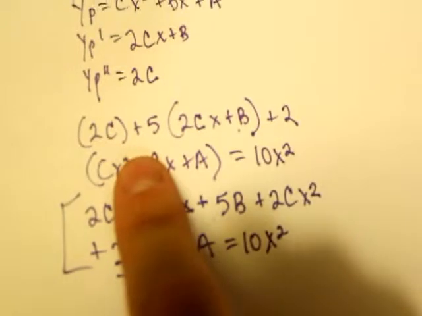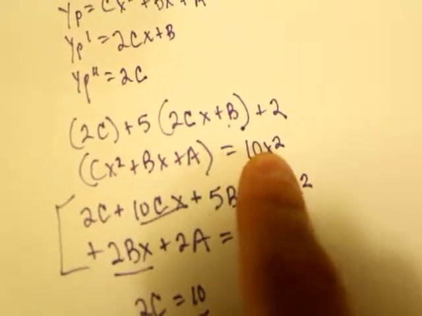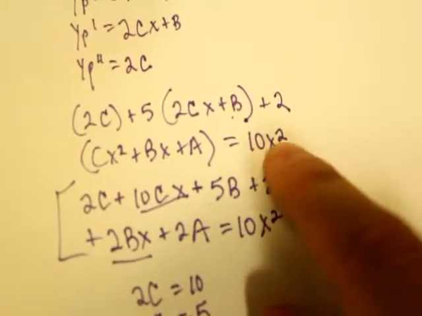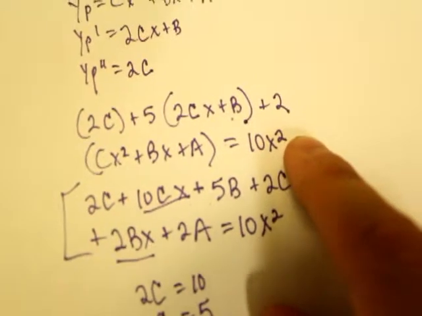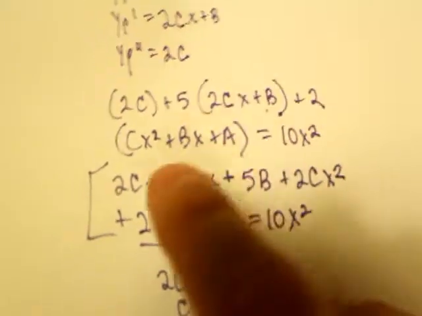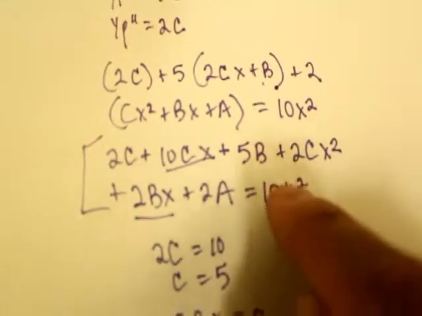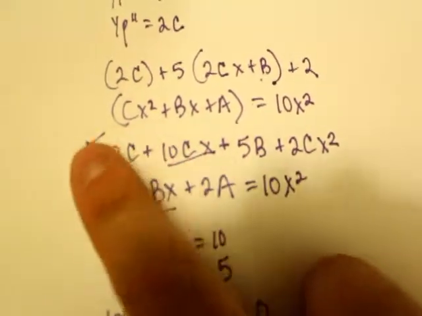When we plug them in, this is what we get, this whole big thing here. And again, it's set equal to 10x^2. We're no longer dealing with the homogeneous solution. We're going back to the original equation. So we can multiply these out to make sure we have everything right, and we end up with this whole equation right here, the one that's bracketed.